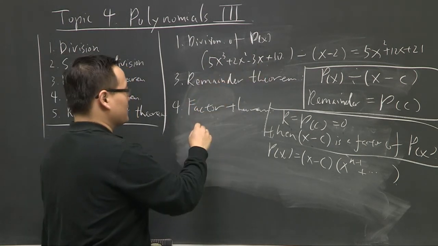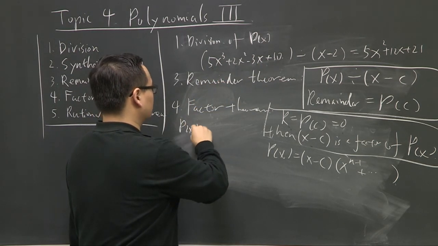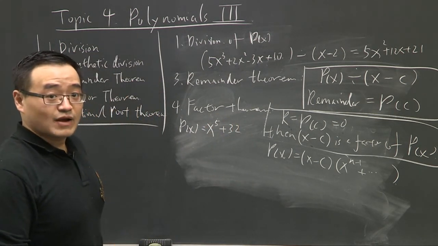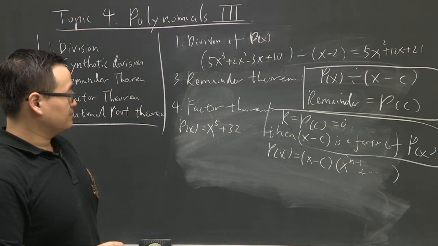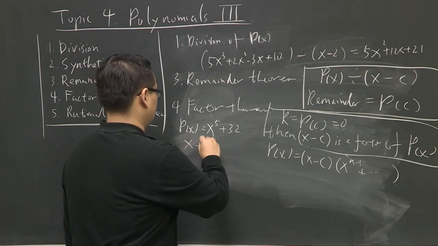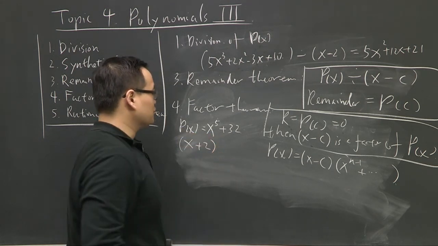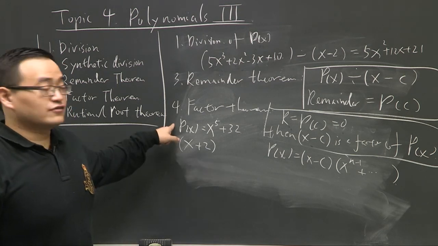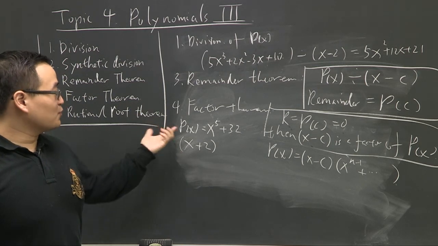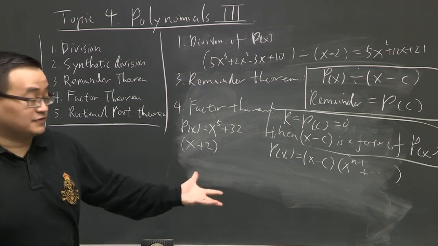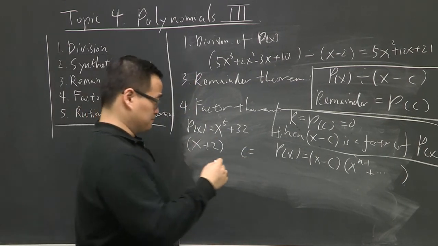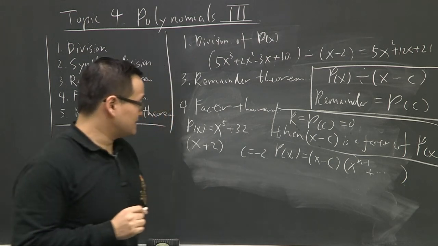If I have my polynomial x to the 5th plus 32, right? And I have x plus 2, is that a factor of this? Okay, that's the question I'm asking. All we had to do is pop into the remainder theorem, see if it's 0. If it's 0, that's all. What is the c in this case? C is not 2. C is negative 2.